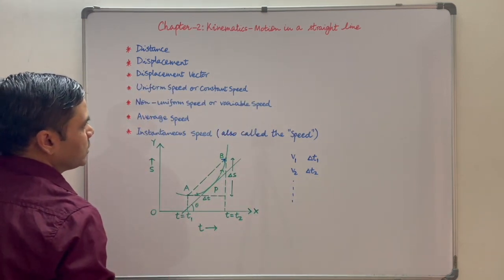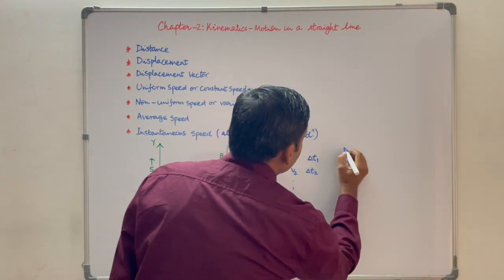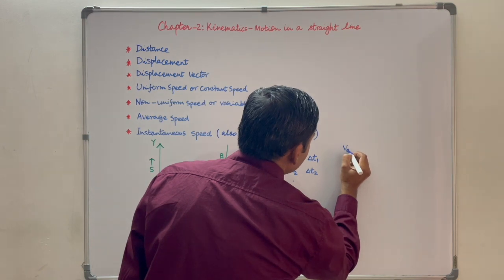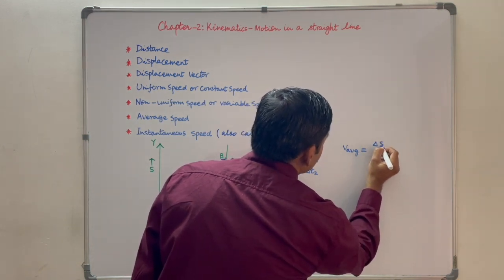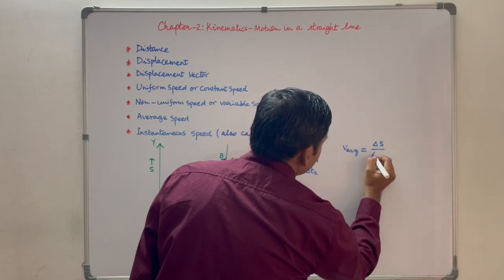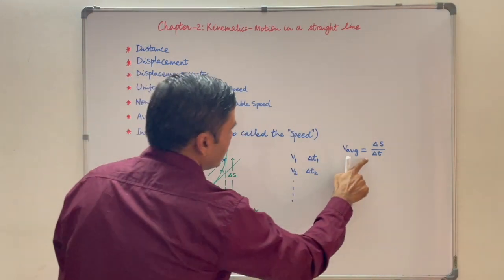Average speed calculation. Average speed can be calculated by the formula v average is equal to total distance traveled, let's say delta s, upon total time taken, delta t. If the speed was uniform, this is the formula.